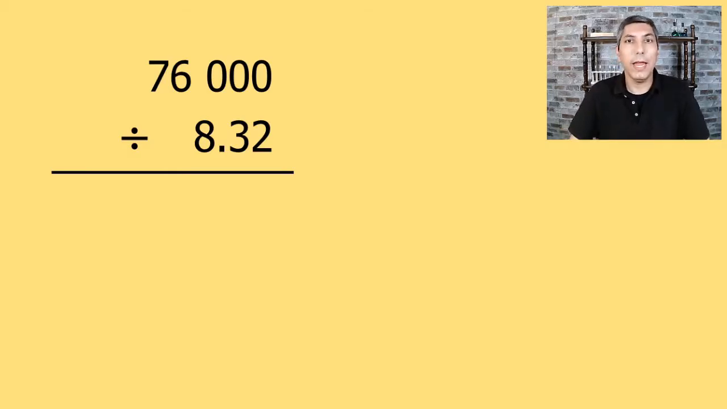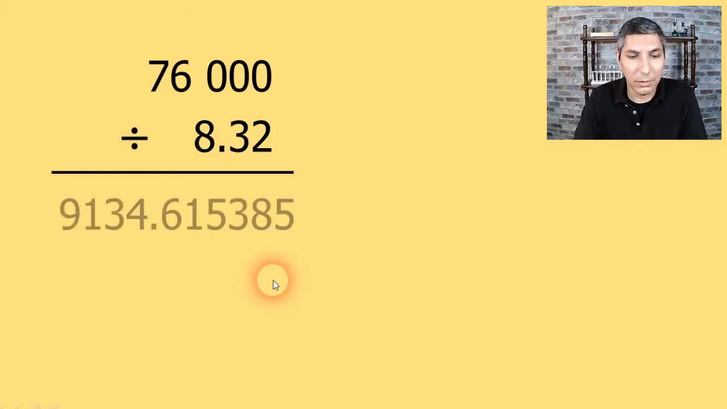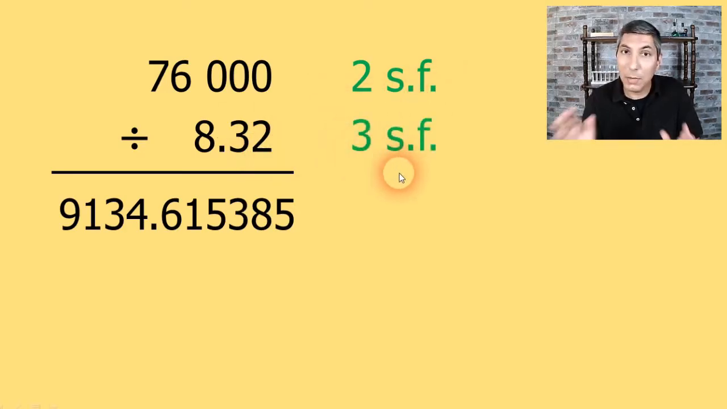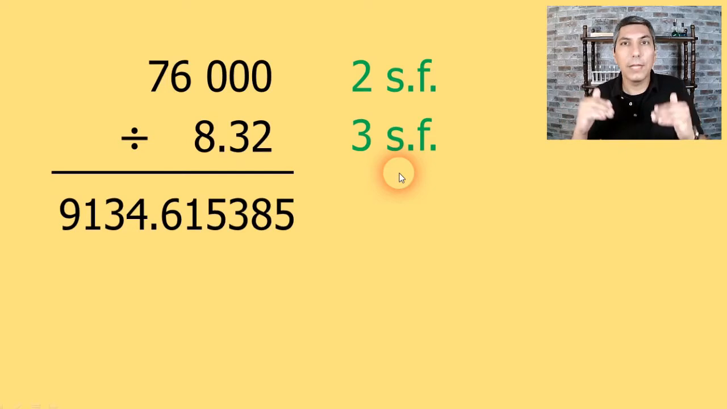76,000 divided by 8.32. So when we divide this on a calculator, the answer is 9,134.615385. So a lot of digits there. We don't need that many significant digits, do we? In the first number, we have 2 significant figures. In the second number, of course, we have 3. So once again, when there's a conflict, we always go with the least, don't we?